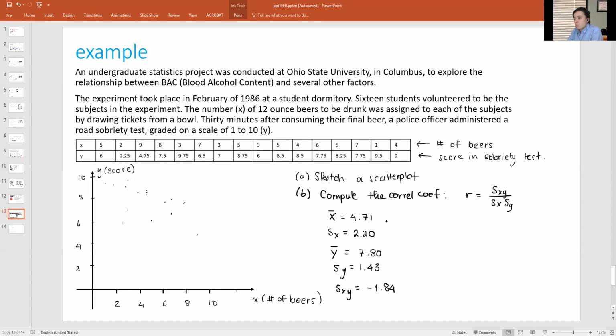All right, so because this is the case, then we can use that information in order to evaluate the correlation coefficient. We have that R is going to be equal to S_XY, which is negative 1.84, divided by S_X, which is 2.20, times S_Y, which is 1.43. And if you evaluate this, you're going to get negative 0.587.